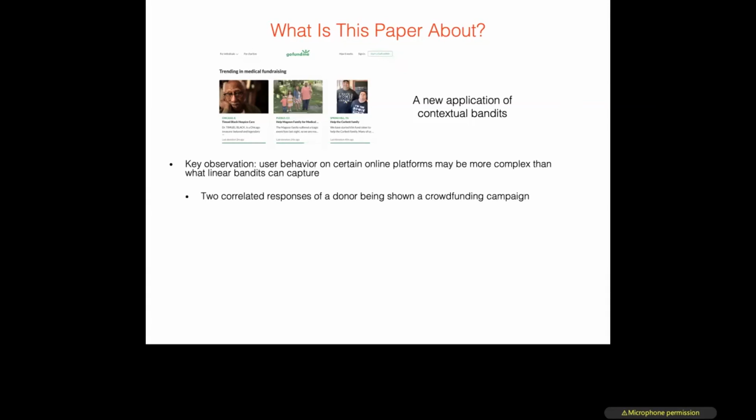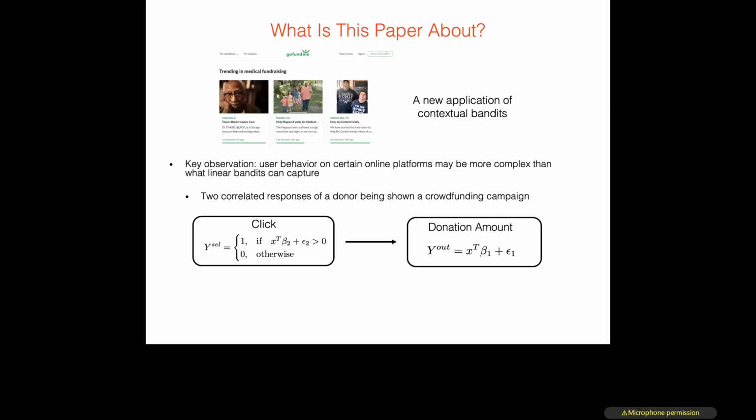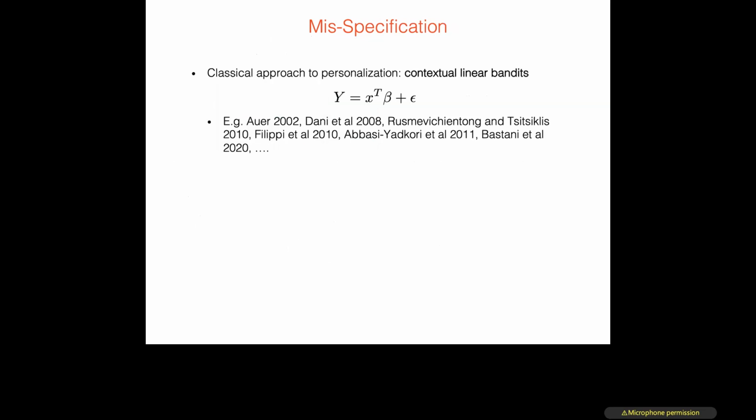This comes from your observation that if you observe how a user behaves on a platform like GoFundMe, their behavior might be more complex than what traditional bandits can capture, which was this idea of having two correlated responses. There's a decision that tells you whether the user is actually going to click on the recommendation to begin with. If that happens, then there's a different response you want to estimate, which is how much the user is going to donate. That in itself is interesting because you have correlated decisions. The same feature could be impacting these two different responses differently, and I think that's quite nice.